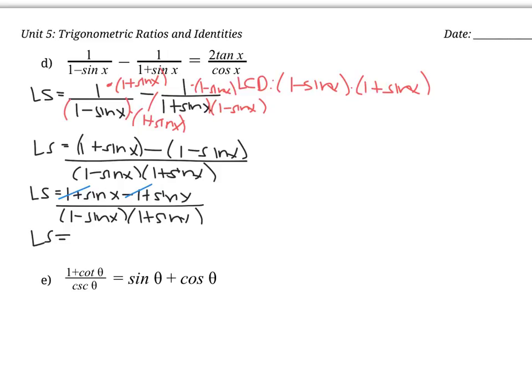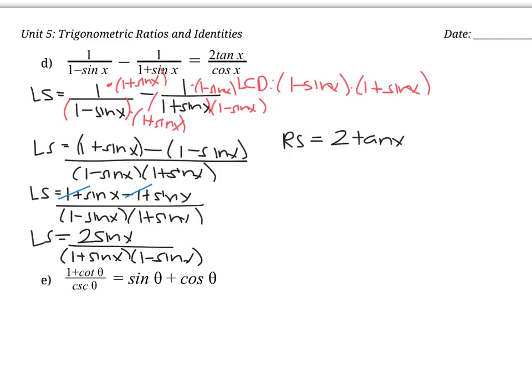So when we rewrite it, we're going to have 2 sine x all over 1 plus sine x and 1 minus sine x. It doesn't look like we can simplify it anymore. The only thing we could do is expand the denominator, but it doesn't look like it would help us. So now let's take a look at the right side. Our right side of our equation right now is 2 tan x all over cos x. On our left side, we don't have any tan x's.